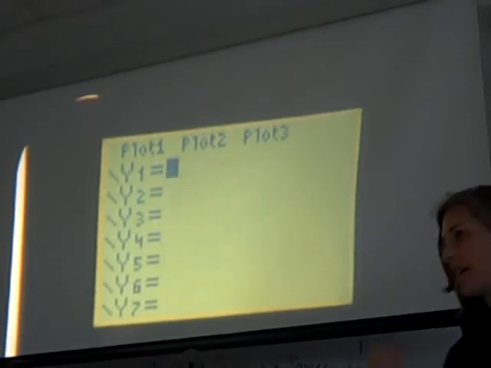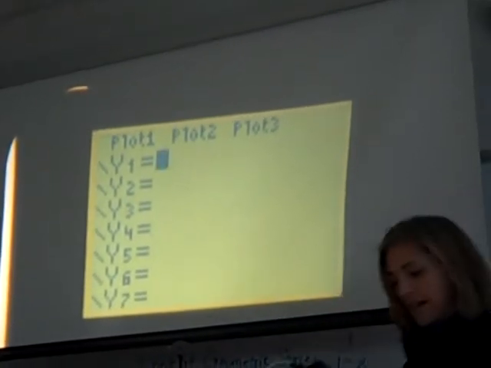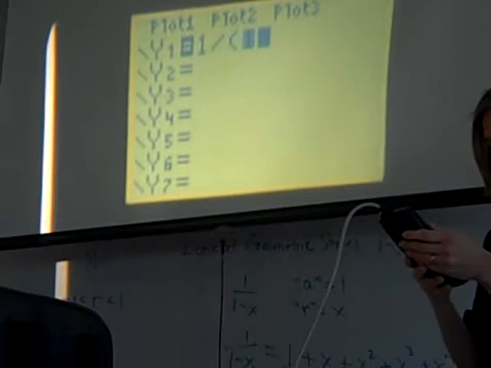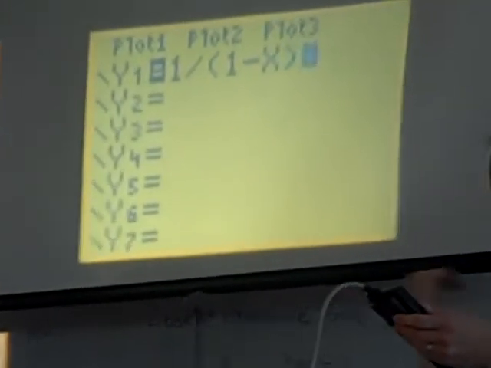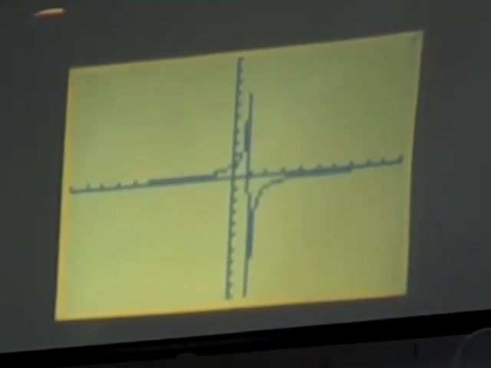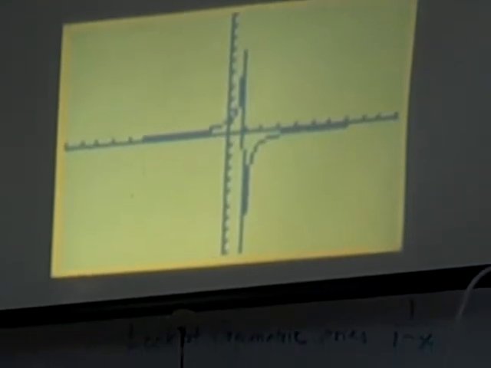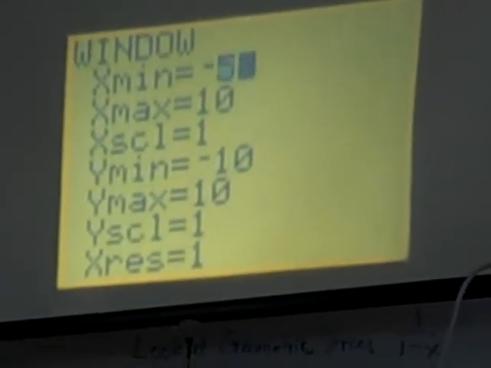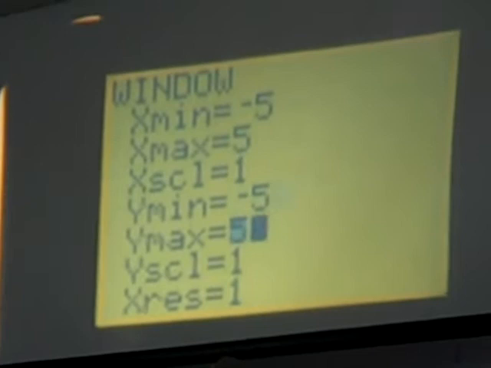So, what I'm saying is, if I graph 1 over 1 minus x, 1 divided by 1 minus x. If you graph 1 over 1 minus x, let me zoom in and take a look at it. It looks like that. In fact, I'm going to go -5 to 5.